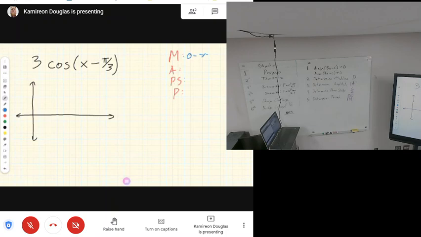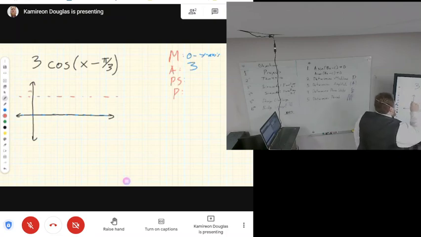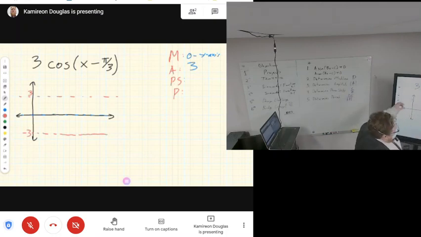Amplitude? 3. Hold up right there. Let me put that in. Midline. Amplitude. At +3 above and -3 below. Remember, the amplitude is how far it is away from the midline.